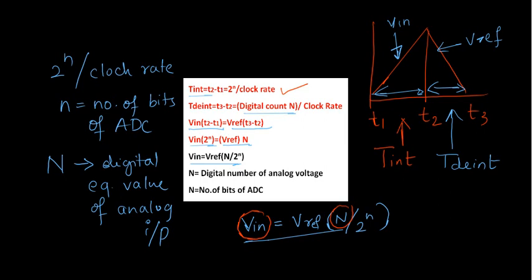This is the reason why this scheme is also referred to as dual slope. The unknown input voltage is integrated for a known period of time, and it is de-integrated with a known reference voltage for an unknown period of time. The unknown period of time varies depending upon the magnitude of the input voltage, and accordingly the clock pulses counted will be more or less depending upon the unknown time, that is TDEINT. So you get the corresponding digital equivalent of the analog input signal. This is how a typical dual slope analog to digital converter works.